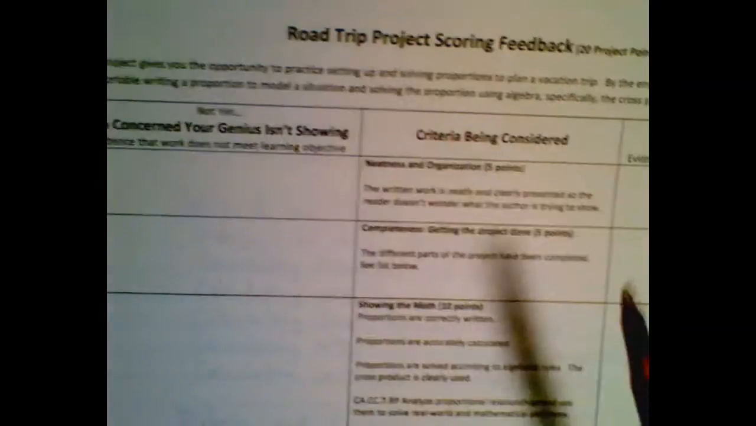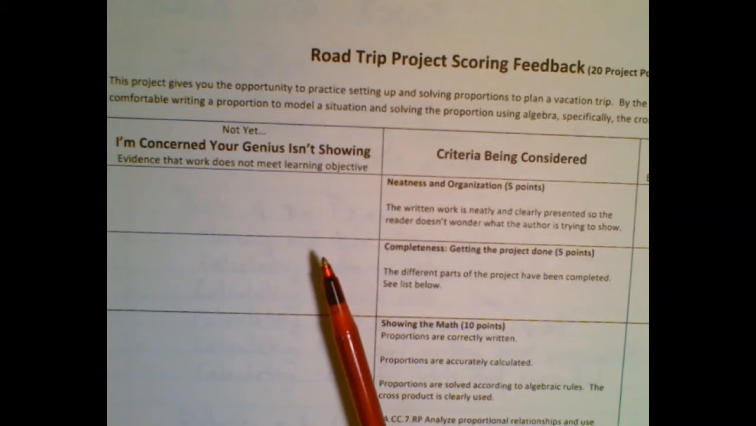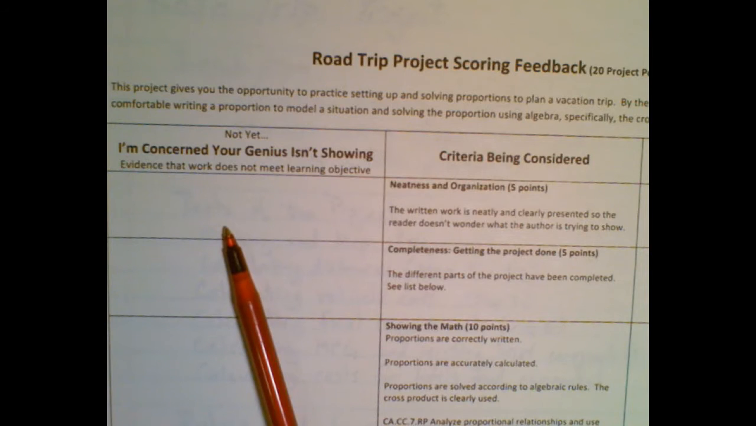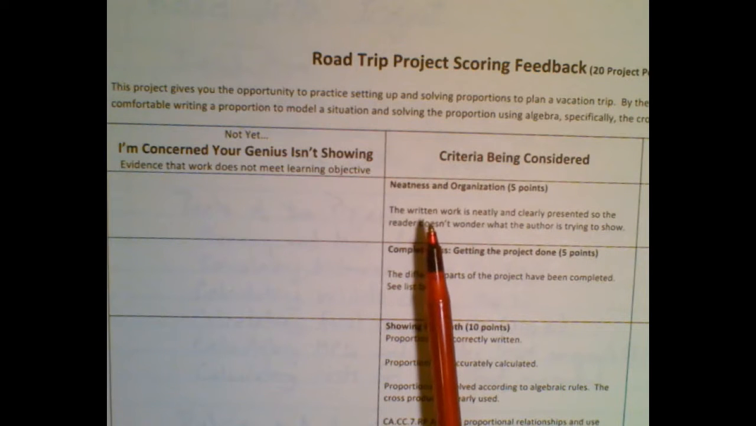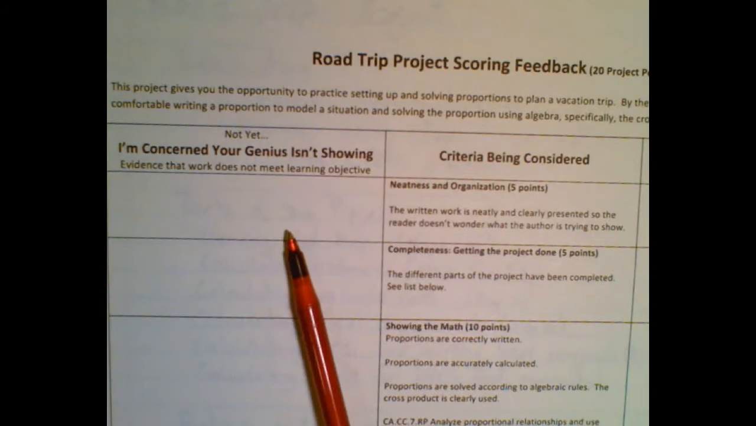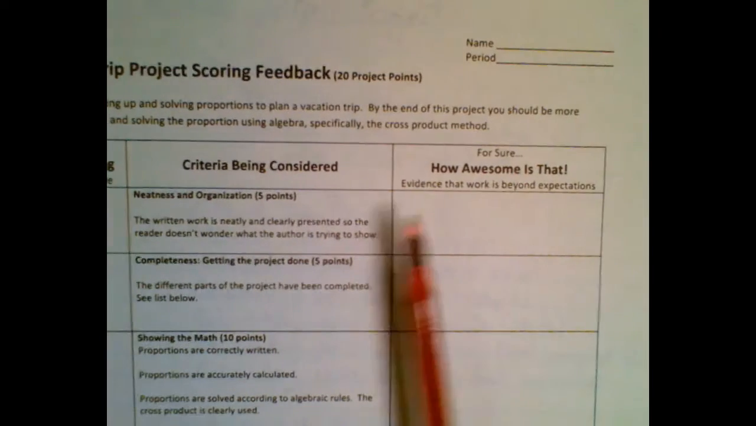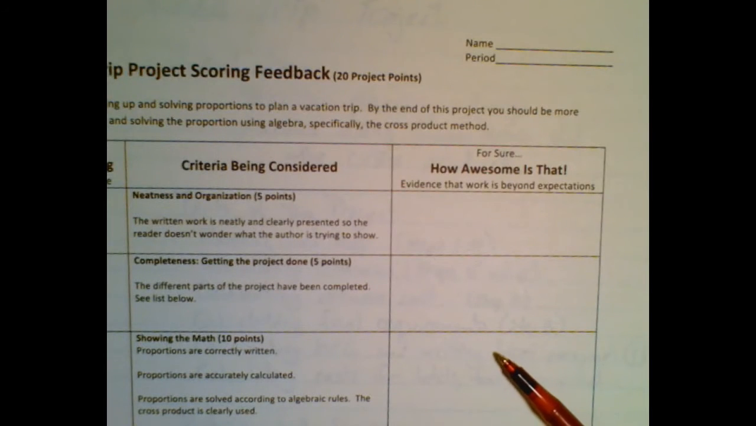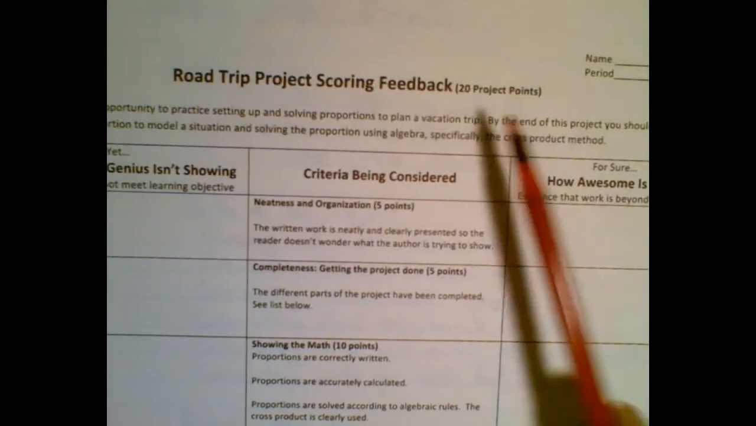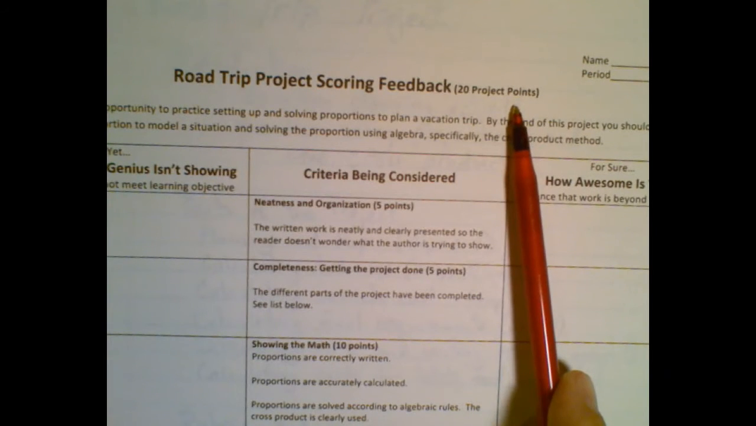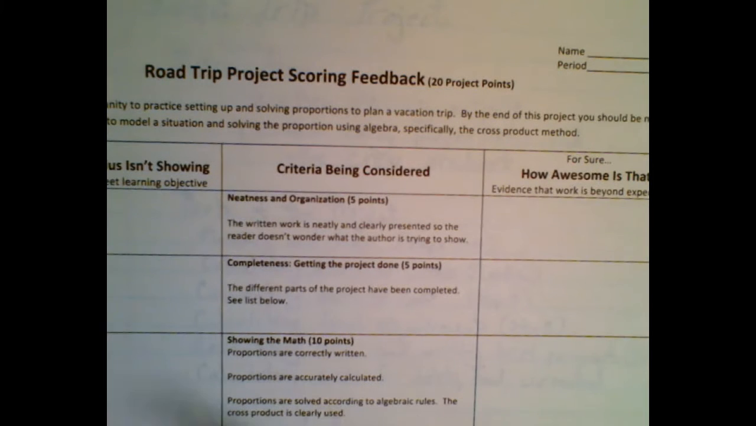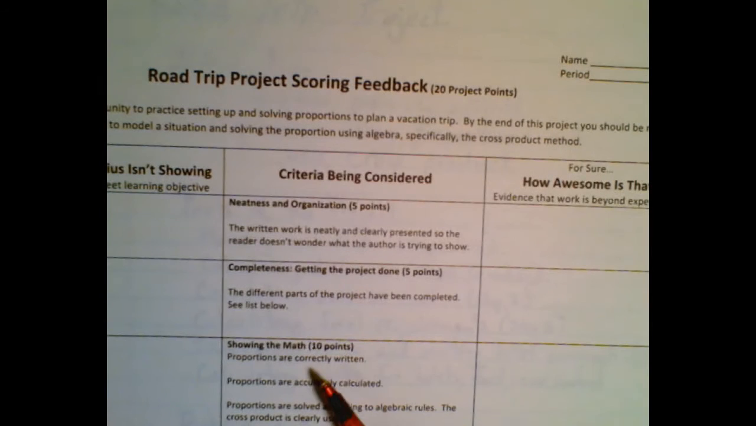To the left of the criteria is areas of concern, where the evidence of what's written down isn't clearly meeting the intent of what's expected. Of course, if things are above and beyond, how awesome is that? That'll be noted here. So while there are 20 points possible, if something goes far above and beyond what is expected, that could be noted here.